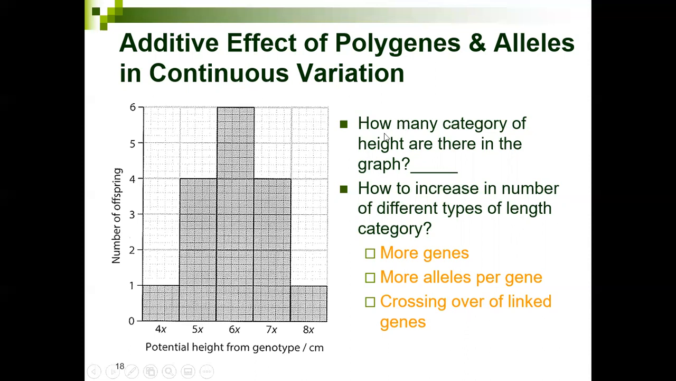So the question here is, how many categories of height are there in the graph? How many? 1, 2, 3, 4, 5. 5, isn't it? So write down your answer: 5.